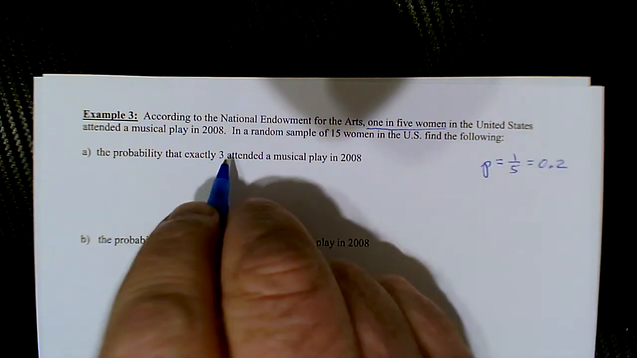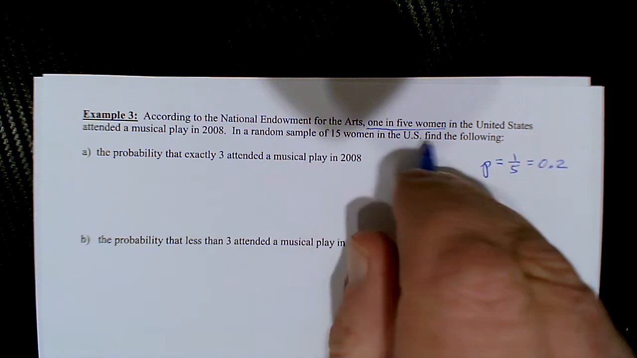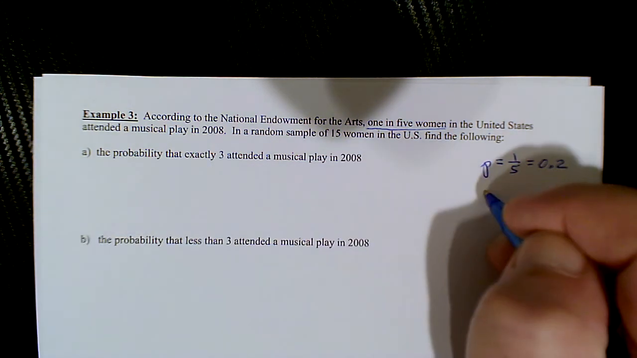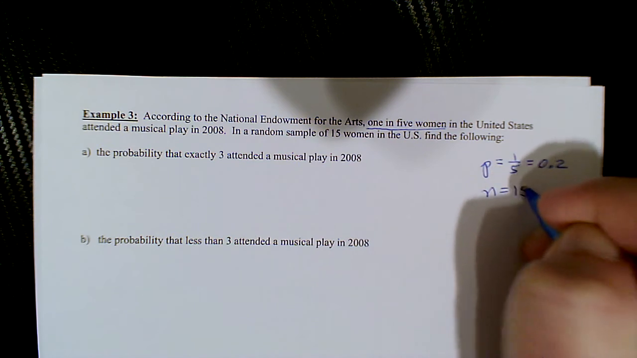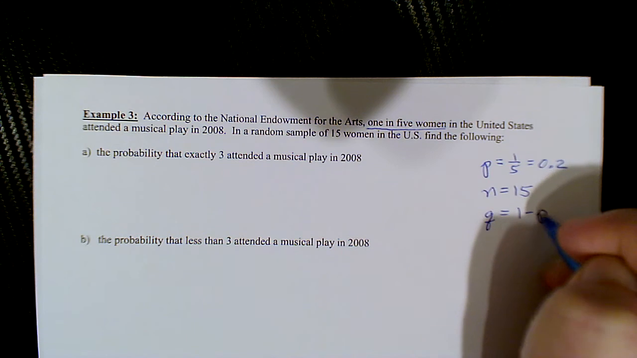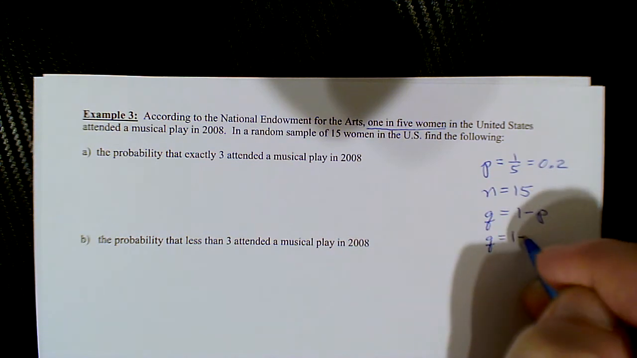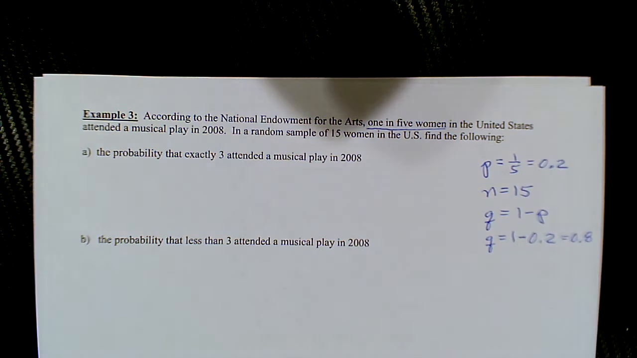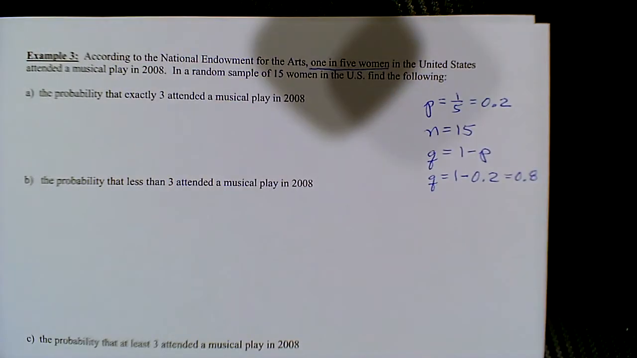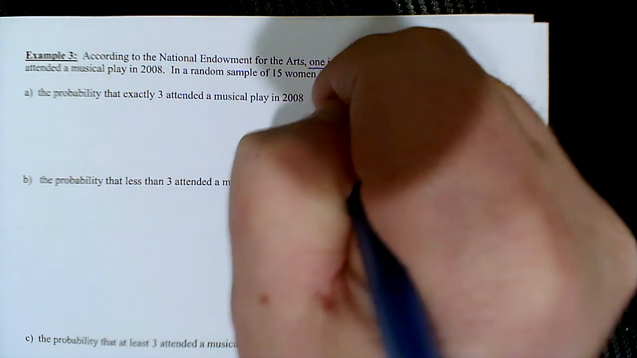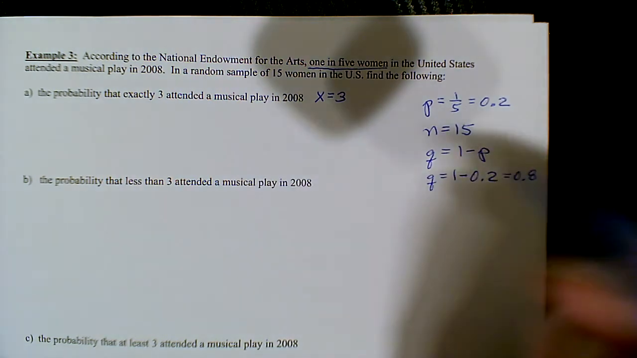And the characteristic is that 1 in 5 women attended a musical play. And we sample 15 women, so n is 15. And we should get q here, that's 1 minus p. So 1 minus 0.2, which is 0.8. Okay, so now we want the probability of exactly 3. So that means that the value of x is 3 again.